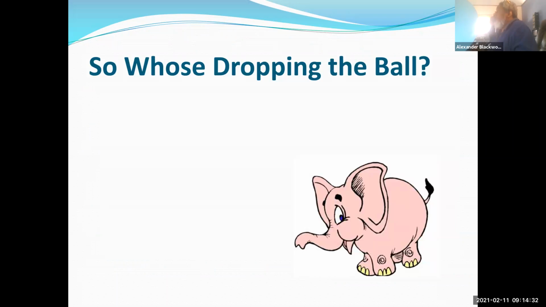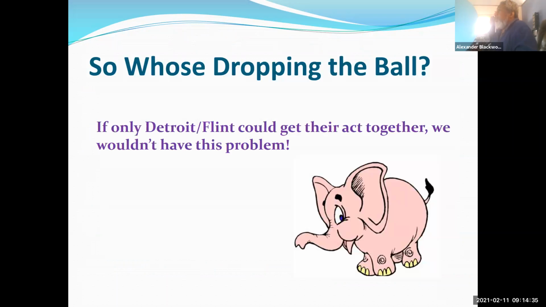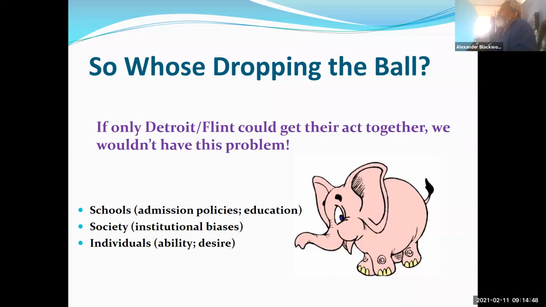Okay, so who's dropping the ball? Pink elephant in the room. If only Detroit and Flint could get their act together, we wouldn't have this problem, if they educated their kids and what have you. Next slide.